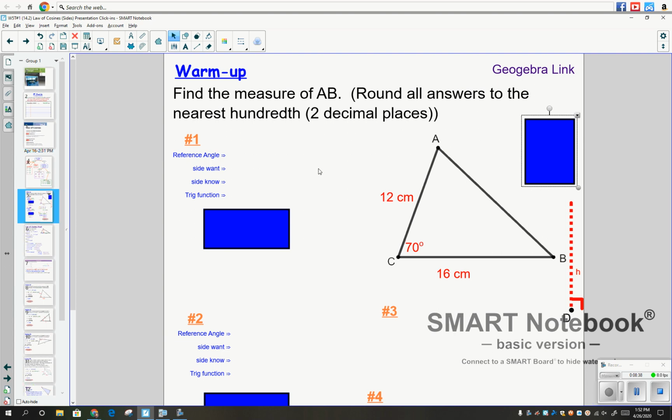Do I have an opposite pair? I've got side B, but not angle B. I've got side A, but not angle A. I have angle C, but not side C. There is no opposite pair that I know both the measures of. And because I only know one angle, I can't find either of the other two. Law of sines will not work.